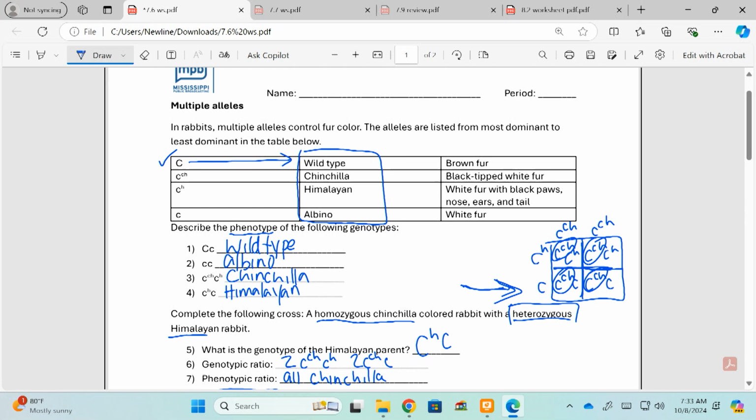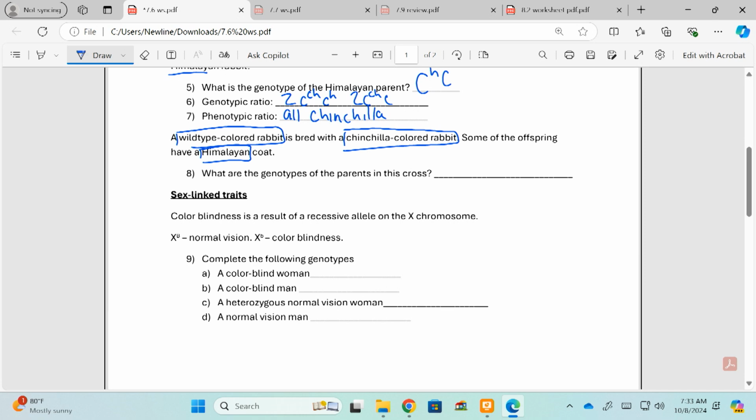Because that's the allele for wild color. And then I know that the other parent, it says chinchilla colored rabbit. Well, I know that they have to have at least one of those because that's the allele for chinchilla. So let's go ahead and write that down first. Okay, so I know one is like this, and then I know the other parent is like this.